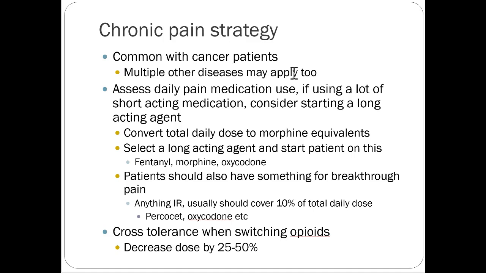So without really going into the clinical strategy, because I'm not a chronic pain specialist and I really do think it varies, what I'll give you the tools for is how to convert somebody off of something like this. So what you want to do is assess what they're using on a daily basis. That's the first step. And if they're using a lot of short-acting medication, consider a long-acting agent.